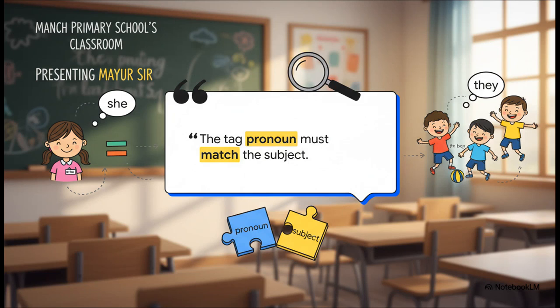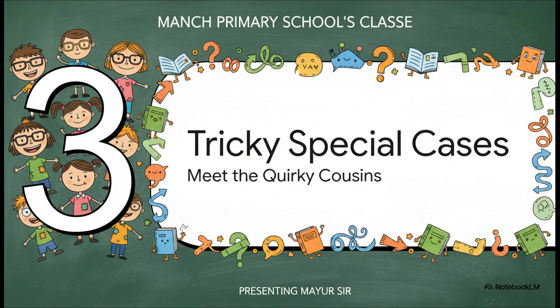Okay, another really important point. I call it the matching game. The little pronoun you use in your tag has to be buddies with the subject of the sentence. They have to match up. So if your sentence starts with Rita, the tag has to use she. If you're talking about the boys, your tag needs to use they. That little echo has to be a perfect mirror of the subject. Super important.